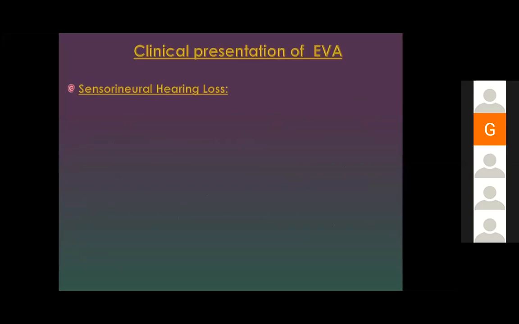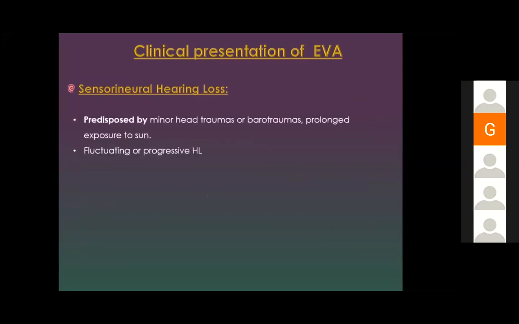Clinical presentation. An EVA patient presenting to our clinic may present in different forms: sensorineural hearing loss, conductive or mixed hearing loss, or vertigo. Sensorineural hearing loss with EVA is characteristically predisposed by minor head trauma. The duct, as mentioned, is large.